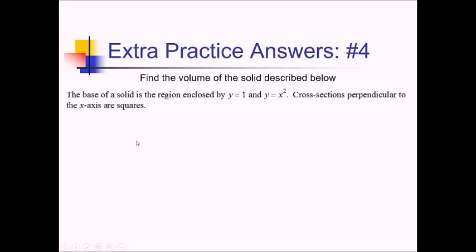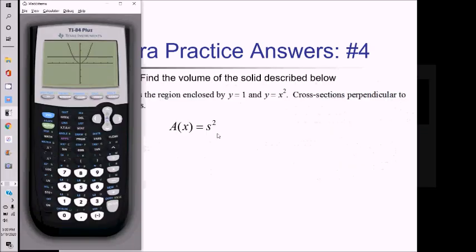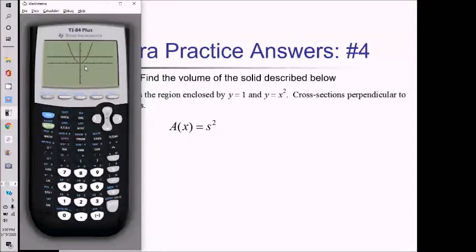I'm going to write A of x equals s squared just to start with. But I do need to express this in terms of x. So looking back at my graph, how do the squares relate to the x values here? Well, since these squares are growing vertically out of this thing, the base of each square is just the distance between y equals 1 and y equals x squared. This distance right here is giving me the base of these squares.